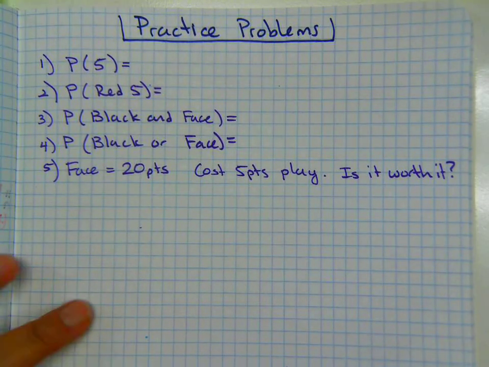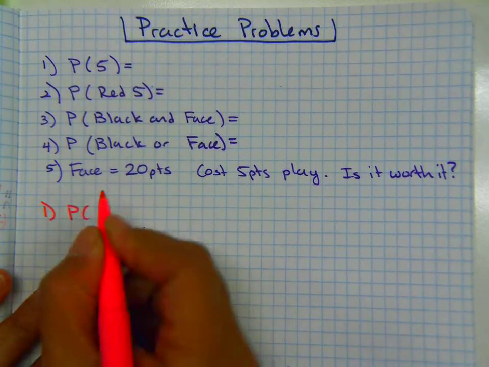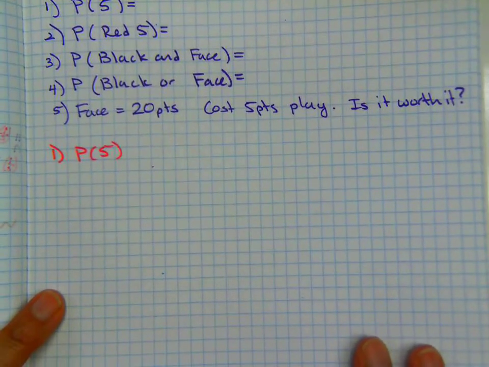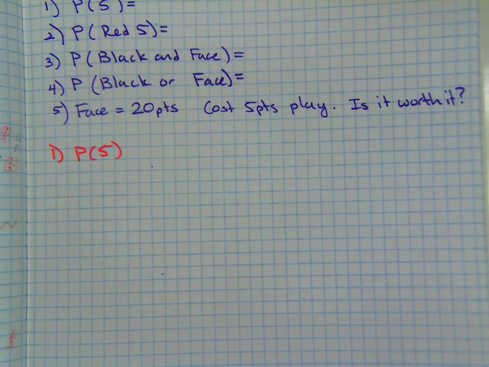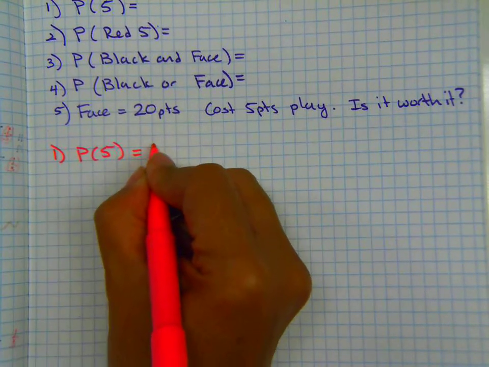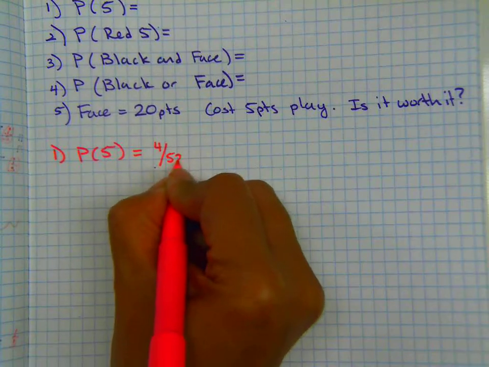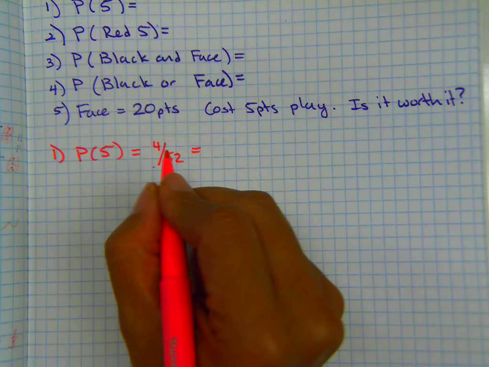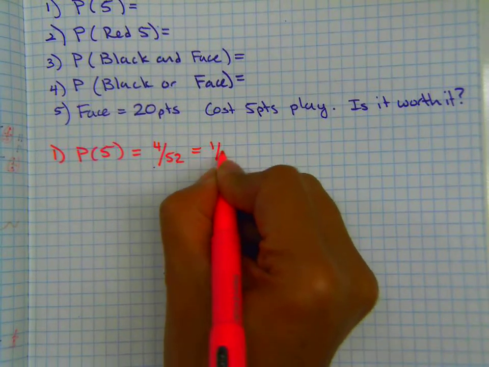So looking at number 1, the probability of getting a 5. If you need to, go back and look at your deck of cards sheet that you should have gotten in class. If you look at the 5s, there are 4 ways to get a 5 out of 52 cards. So 4 out of 52, or this could be reduced to 1 out of 13.